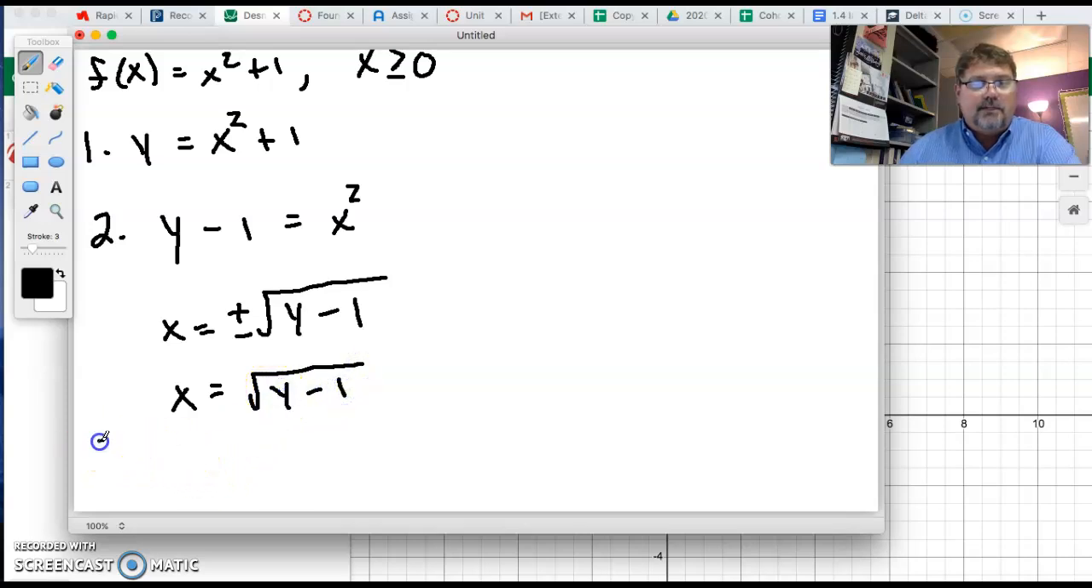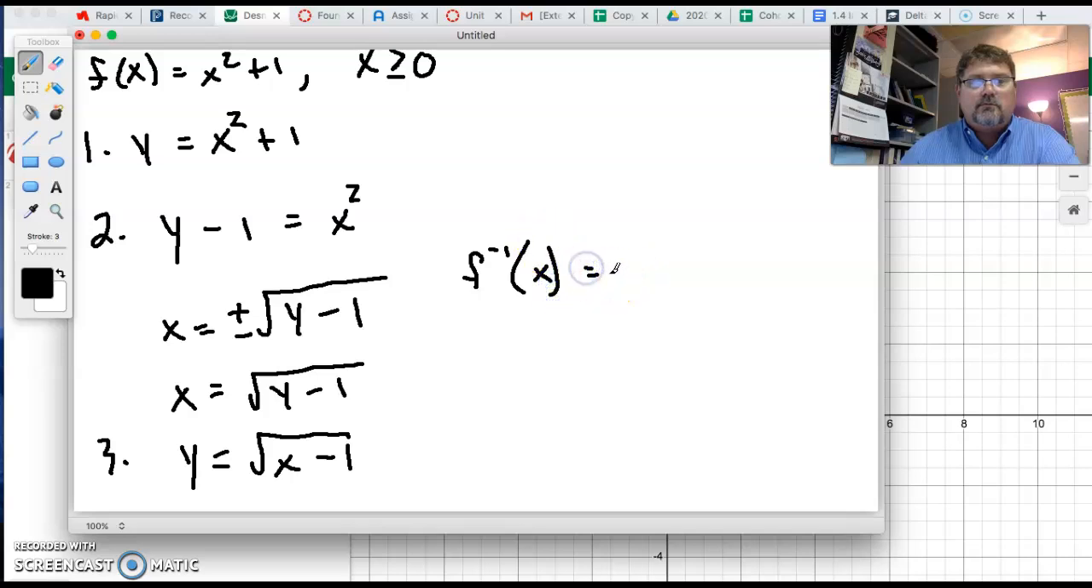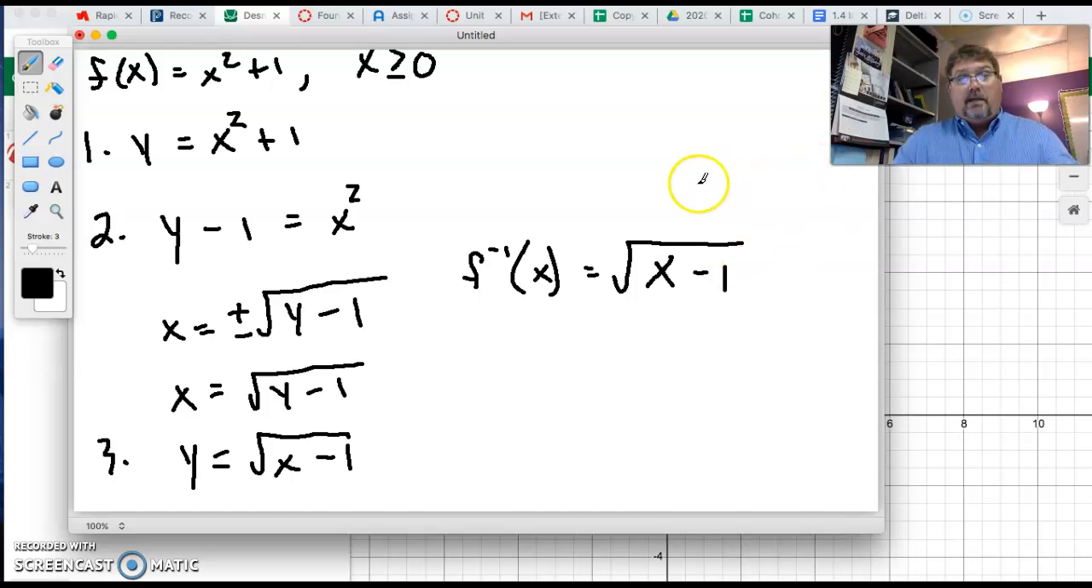Now, step 3 says interchange x and y. So y equals the square root of x minus 1, and that is our inverse function. All right. Now, we can test this to see if it works. I'm going to go ahead and tell you I know that it's right, and I don't want to test it because I don't want this video to go too long.